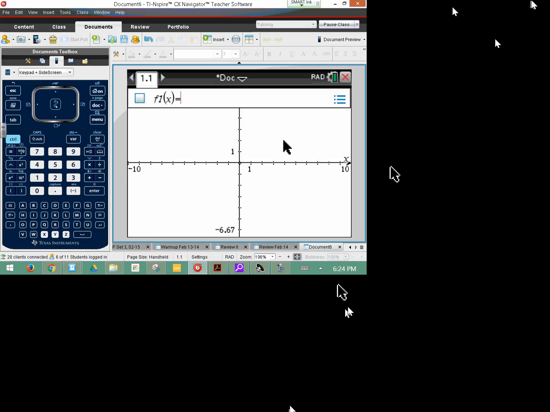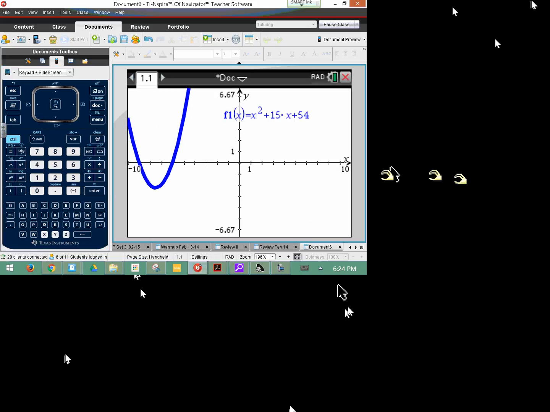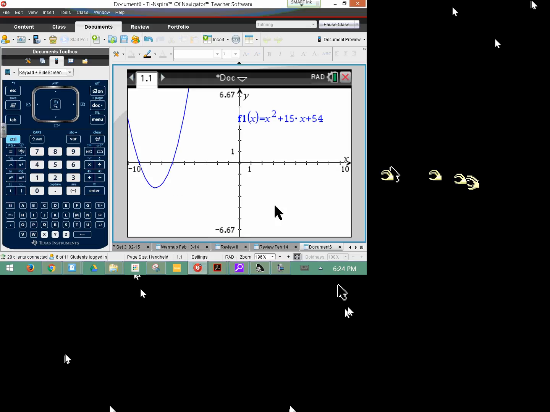I'm just going to put in x squared plus 15, I believe it was 15x plus 54. Press enter. All right, and there. Let's just make sure I got this right. Yeah, 15x plus 54. That's good. All right, so what are the zeros? Okay, what are the zeros?